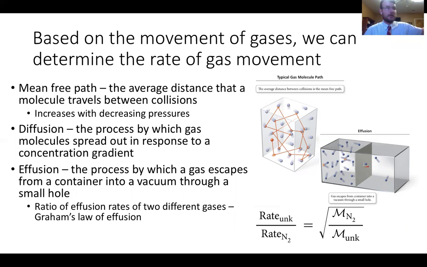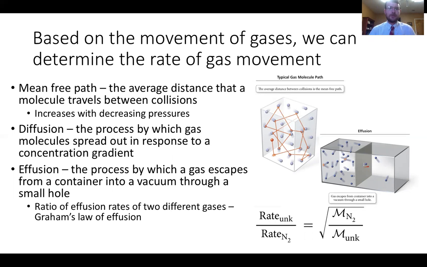Then we have diffusion. Diffusion is if I were to put an open can of air spray in the corner of my office, how fast would that gas permeate throughout the whole room. Effusion is a process by which a gas escapes from one container to another through a small hole. And you can see the picture there.